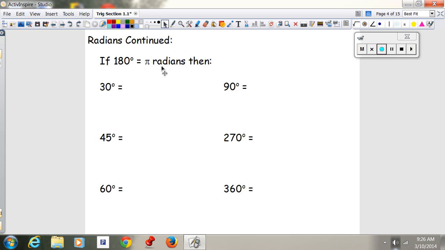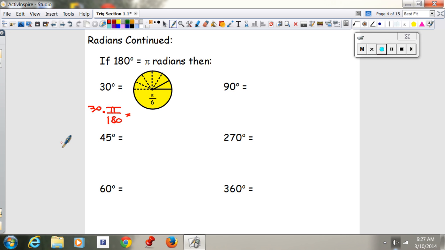180 is pi. So if we know that 180 is pi, then how much is 30 degrees? 30 degrees is going to be 1/6 of a pi. If you're going to break it up, you could put 6 30-degree angles that would fit in 180 degrees. In other words, I could take 30 degrees and multiply it by pi over 180.